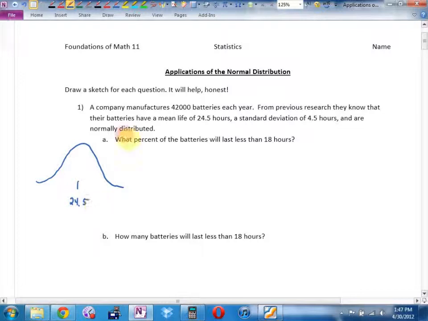We want to find what percent of the batteries will last less than, Sam, last less than what? Okay, here's 24.5. Am I going to put the 18 over here or over here? Is it below the mean or above the mean? So let's put a little hash mark right about there. There's 18. And if they want a percentage, what they're really saying is they'd like that area.